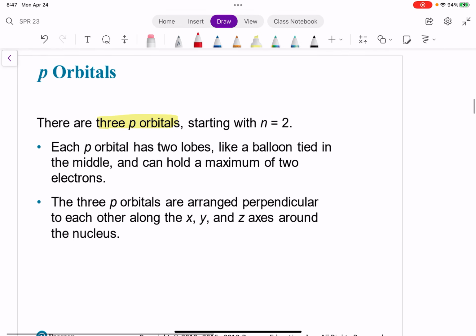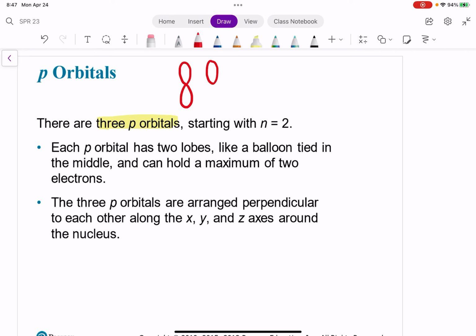Okay, so we have 3 p orbitals, and a p orbital has 2 lobes, and they kind of look like this. I'll do my best to draw these. You have 3 of them, so I'm going to draw 3. But each of these is a p orbital. This is a p orbital, this is a p orbital, and this is a p orbital.